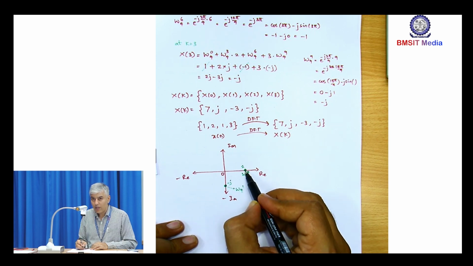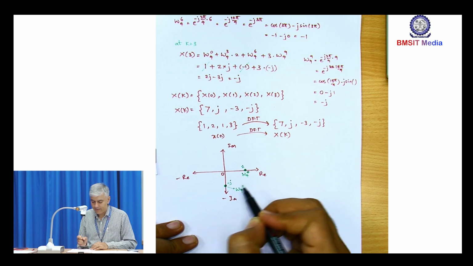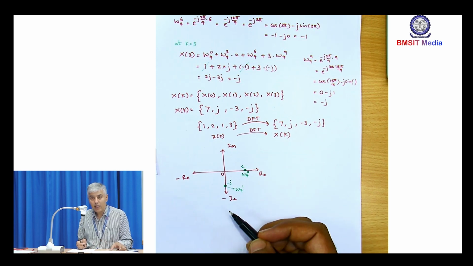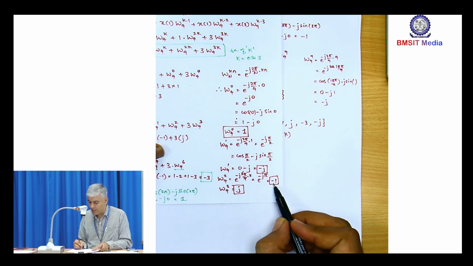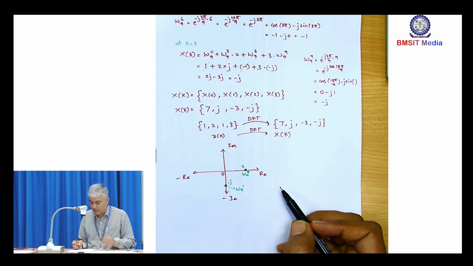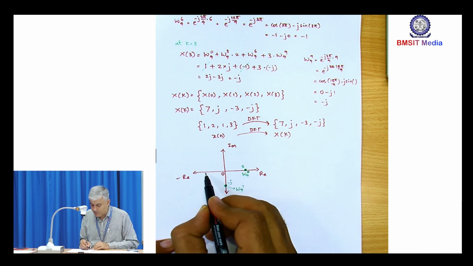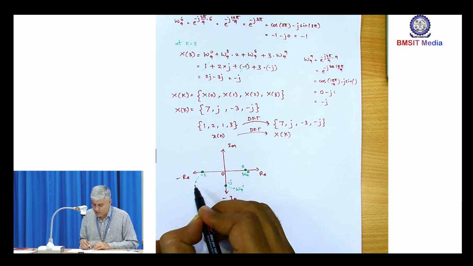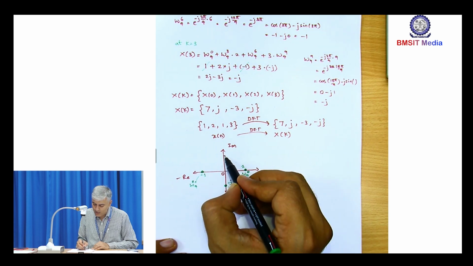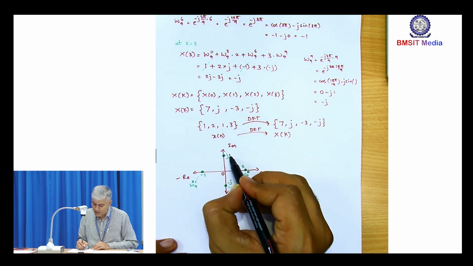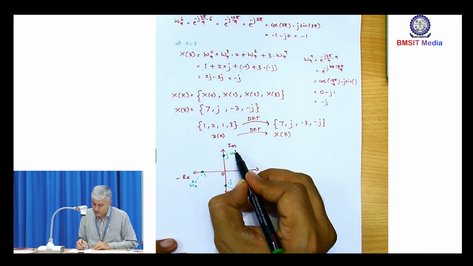So 0 and 1. W4 raised to 1. Similarly, where is W4 raised to 2? W4 raised to 2 is at minus 1. So where is minus 1? This is the real axis, so minus 1 is over here. So this is the value of W4 raised to 2. And similarly, W4 raised to 3 is at plus j. So W4 raised to 3.